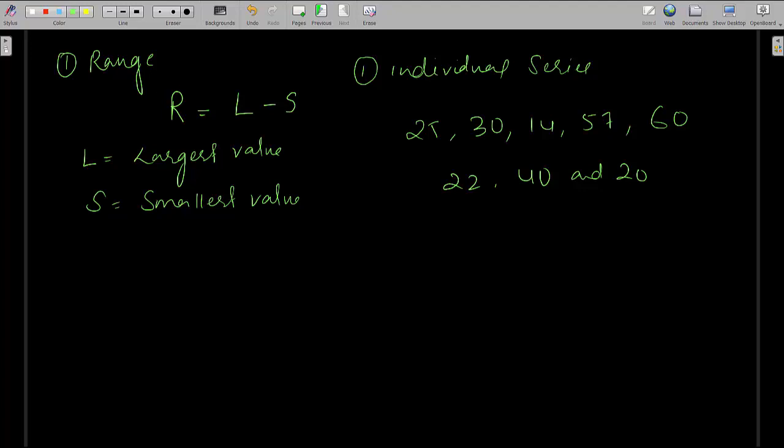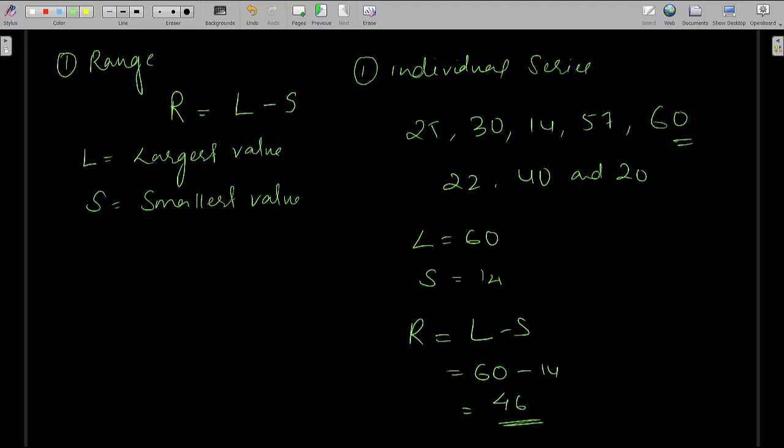So if we look here, 60 is the highest value, right? So you can write L is equal to 60 and S is equal to the lowest, which is 14. Now how do we calculate range? R is equal to L minus S, that is 60 minus 14. How much will it be? 46. So your range value is 46. This is how we calculate range in individual series.